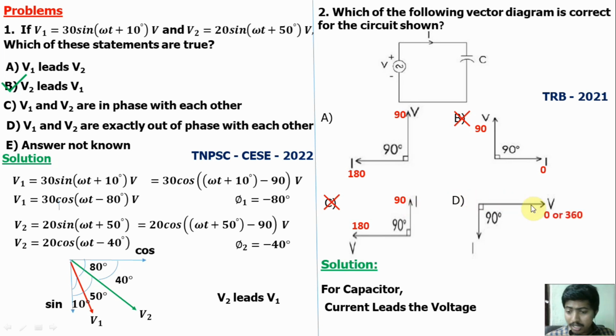Option D. Here voltage is 0 degree, but current is minus 90. Lags. Current lags the voltage. Option D also wrong. Option A is correct, because in option A, phasor representation only tells current leads the voltage. In the capacitor, current leads the voltage. So option A is correct.